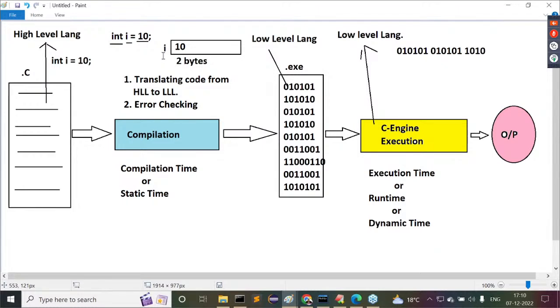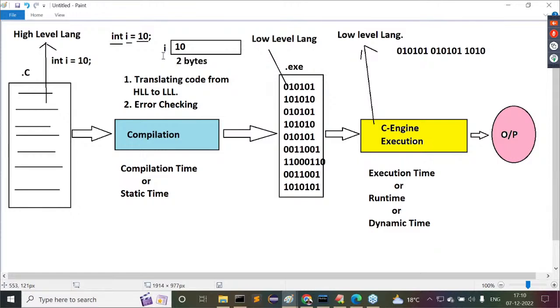Come again. What is the meaning of static programming language? If any programming language allows memory allocation for the primitive data at compilation time, then that programming language is called a static programming language. Get my point or not?